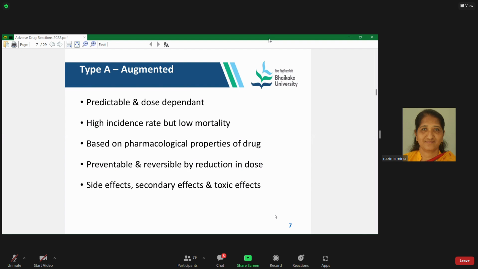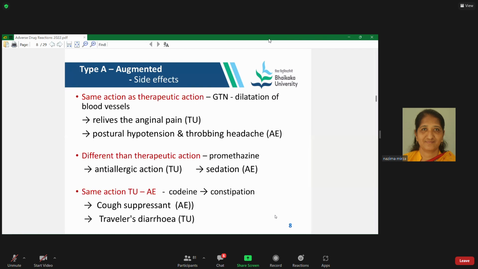We can prevent by taking precautions, by monitoring the patients, and by asking the patients whether somebody is having some adverse effects, some kind of newer symptoms or not. And augmented reactions, we can classify in the form of side effects, secondary effects, and toxic effects, right? So let us take in detail.